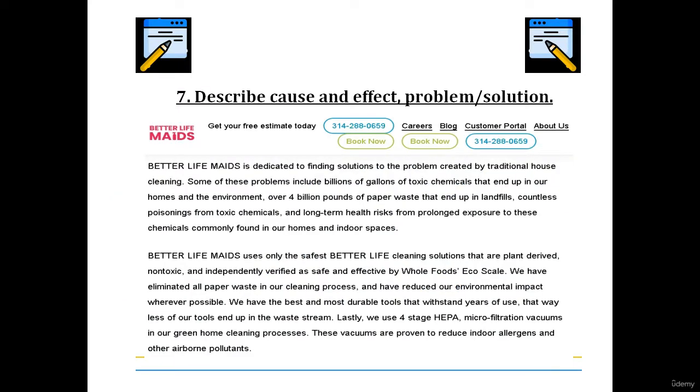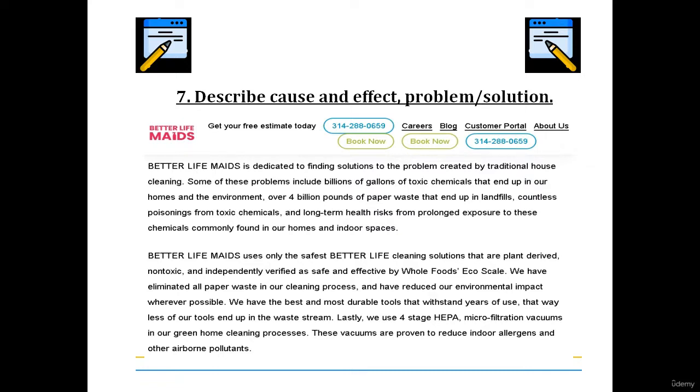7. Describe cause and effect, problem, solution. We have a perfect example of problem solution here. Better Maids is dedicated to solving the problem created by traditional house cleaning, including billions of gallons of toxic chemicals that end up in our homes and the environment, over 4 billion pounds of paper waste that end up in landfills. Notice the number 4 billion there. Countless poisonings from toxic chemicals, and long-term health risks from prolonged exposure to those chemicals.